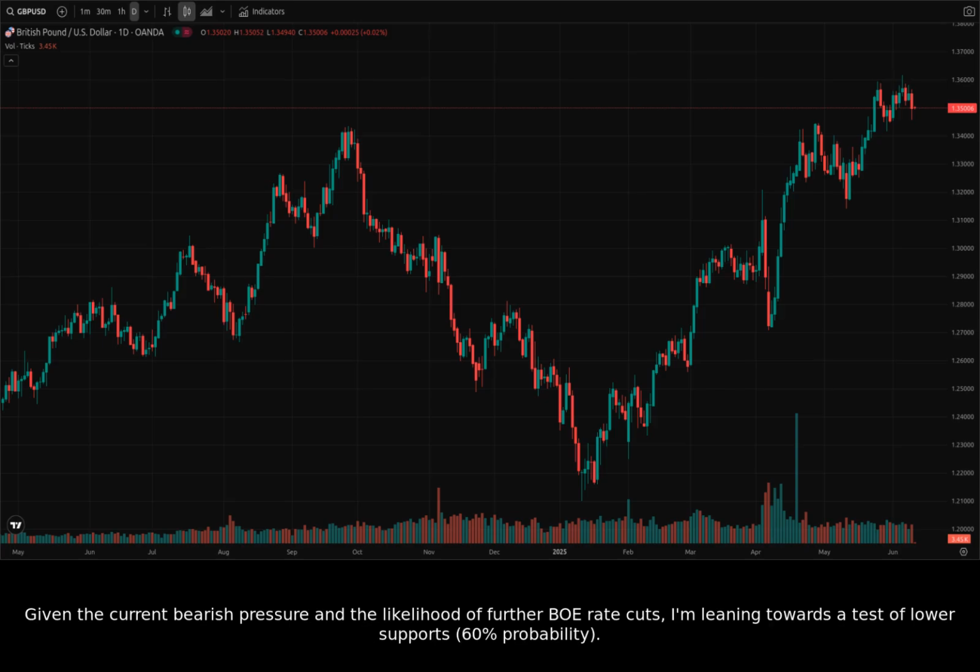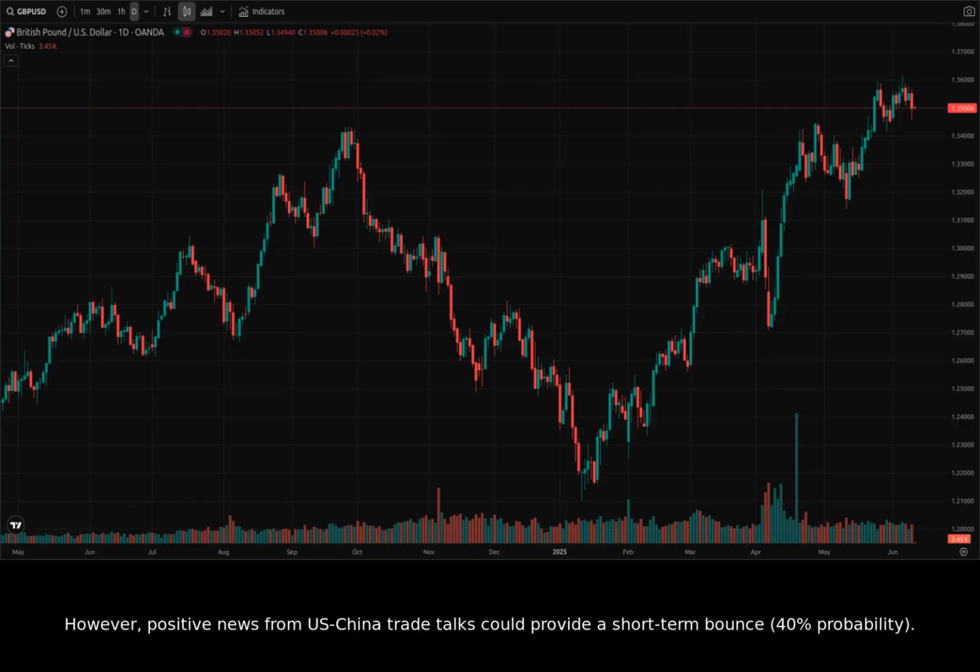1.3360. Given the current bearish pressure and the likelihood of further BE rate cuts, I'm leaning towards a test of lower supports, 60% probability. However, positive news from US-China trade talks could provide a short-term bounce, 40% probability.